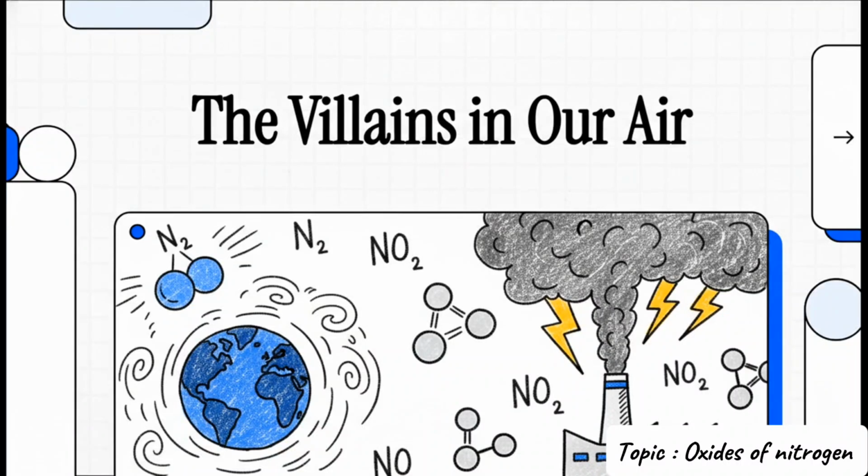So let's talk about nitrogen. It's literally everywhere. I mean, it makes up a massive 78% of the air we're all breathing right now. And most of the time, it's completely harmless, just minding its own business. But what happens when this quiet, everyday element decides to go bad?